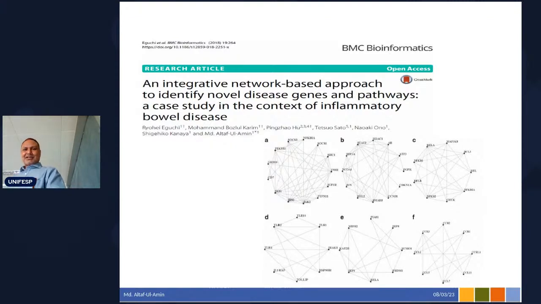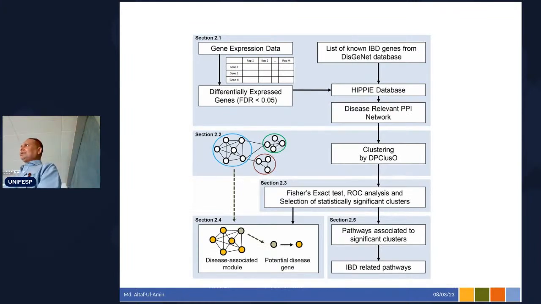I will show that next. So here about this work, how to find disease pathways or disease genes, this is a method. Of course, this is a flow of the method. And what we did here, we collected gene expression data. And then we determined the differentially expressed genes, and also we collected the very well-known IBD-related genes, and then we tried to make a disease-related PPI network, collecting data from the HIPPIE database involving these proteins or genes. And then we applied clustering by our algorithm, and we found many clusters, which are significant in the context of IBD.